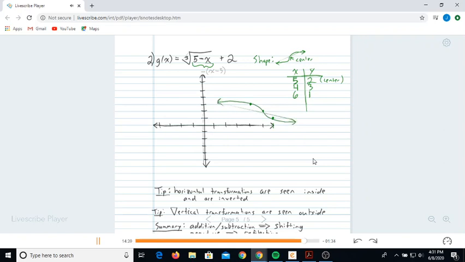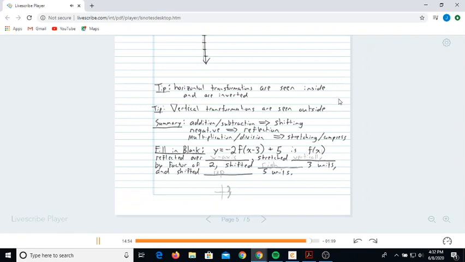So as you can see, note the horizontal transformation with the negative on the x. If we were to write this, we could write it kind of like this. Thus, the minus 5 is bringing it right 5. The negative gives us the horizontal transformation, and the plus 2 moves it up 2. So, just to summarize here, horizontal transformations are seen inside and typically inverted. Vertical transformations are seen outside and pretty straightforward. Addition and subtraction will shift, negatives reflect, multiplication and division stretch or compress.